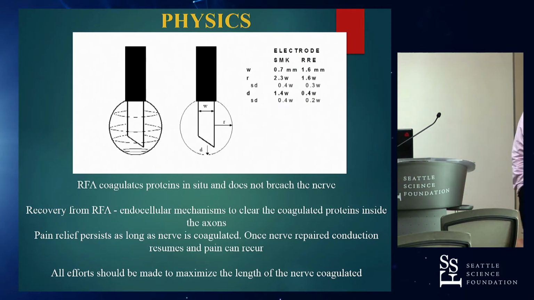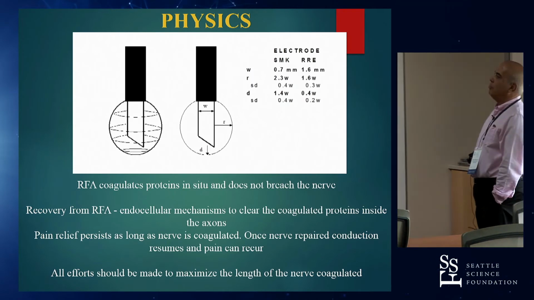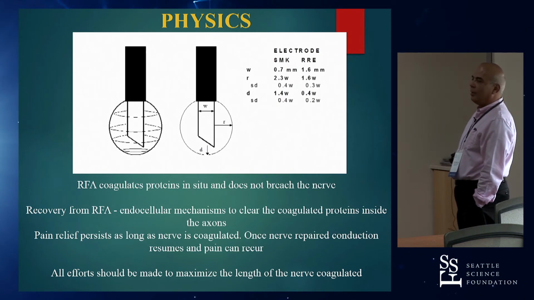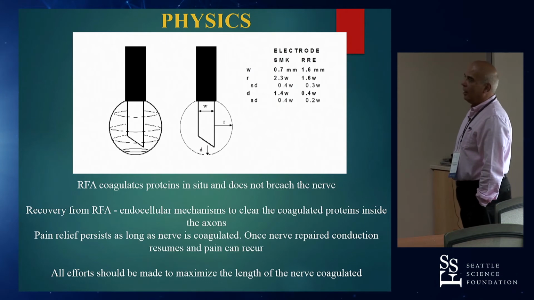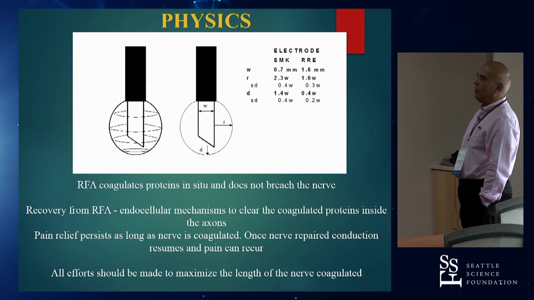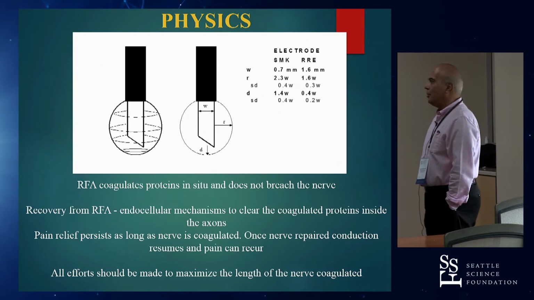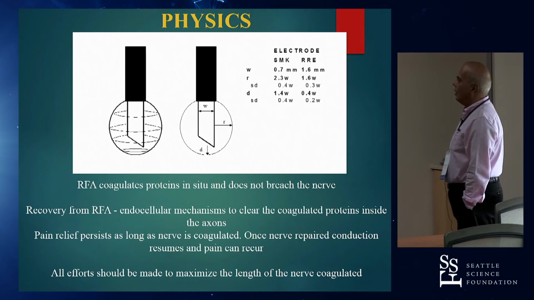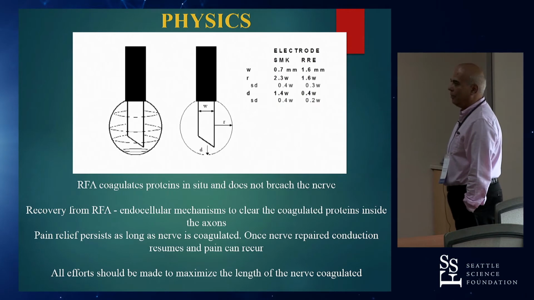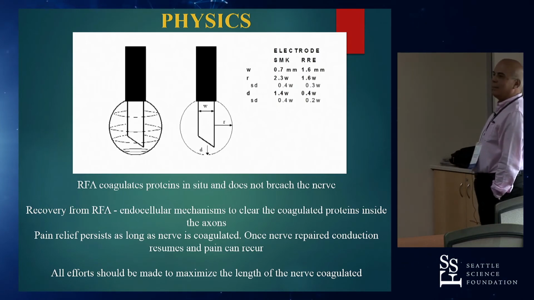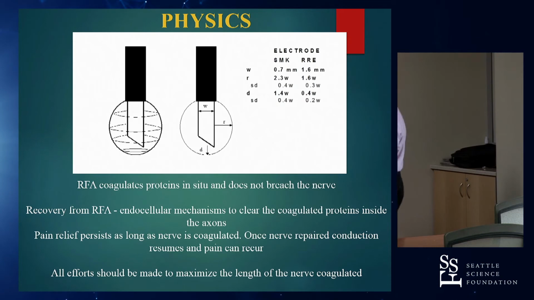Usually, the way that RFA works is that it coagulates proteins in situ, and it does not breach the nerve. Usually, you recover from the RFA because there are some endocellular mechanisms that clear the coagulated proteins inside the axons of the nerves, and you have persistent pain relief as long as the nerve is coagulated. As soon as the nerve starts to recover and its ability to conduct painful impulses resumes, then pain can recur. You obviously should make every effort to maximize the length of the nerve coagulated so that you have optimal results for the longest period of time possible.